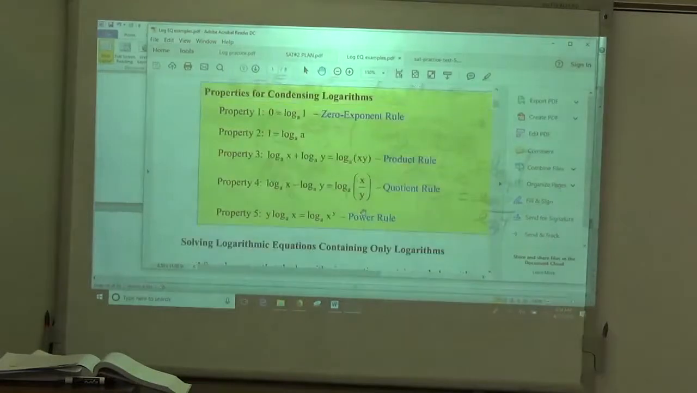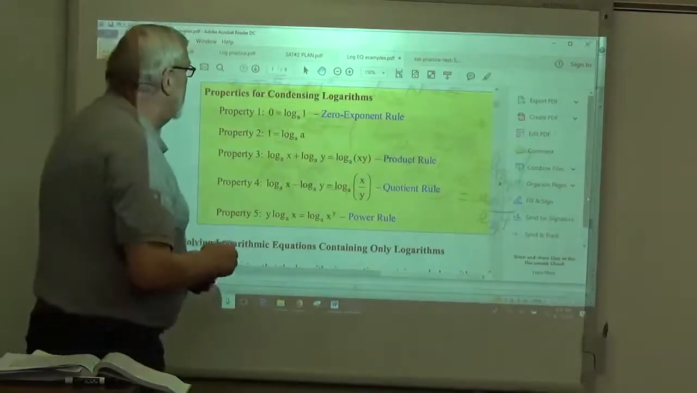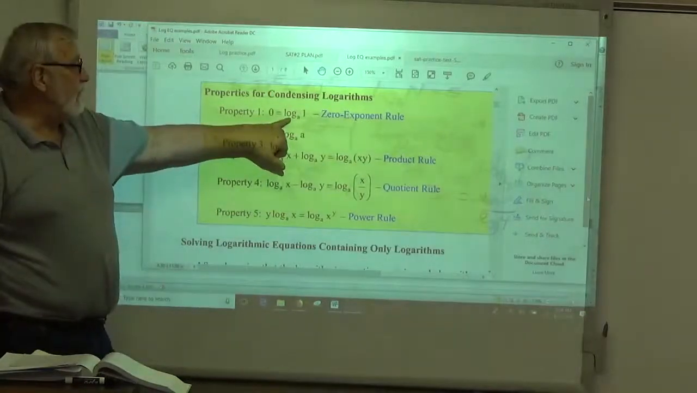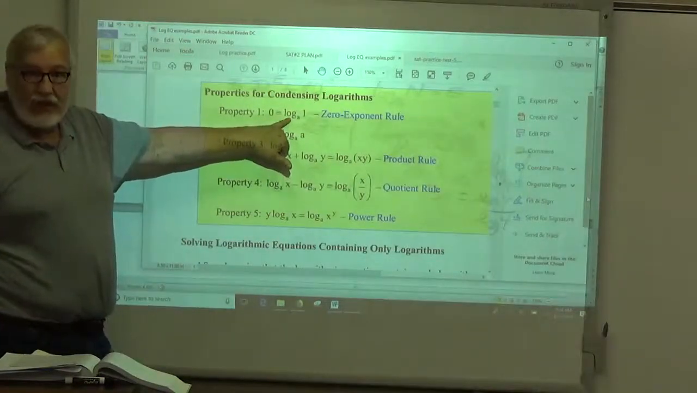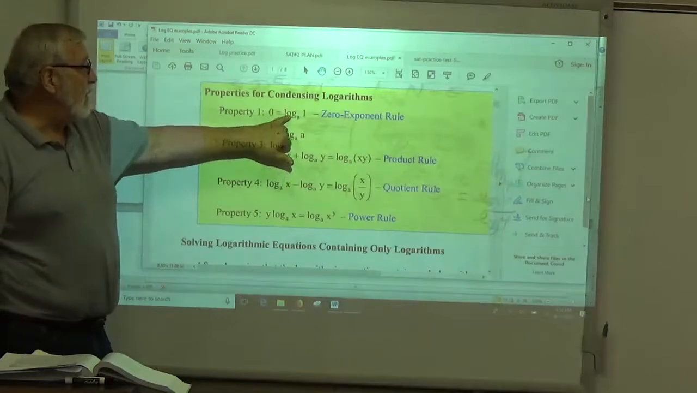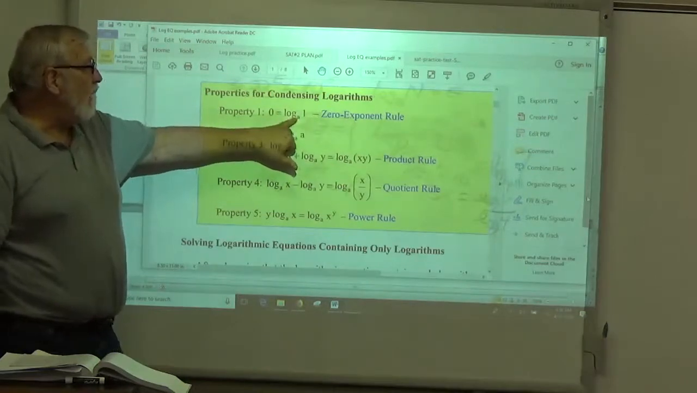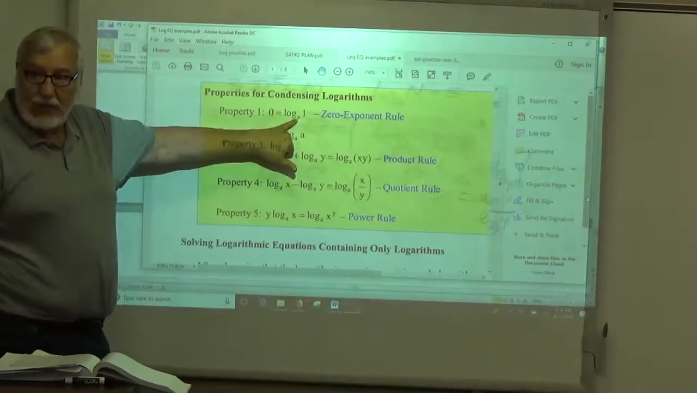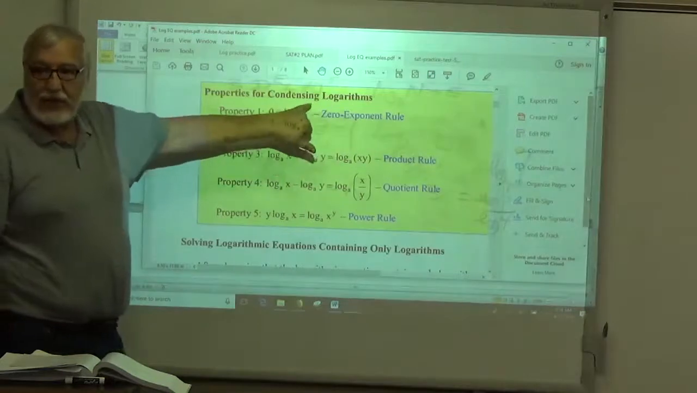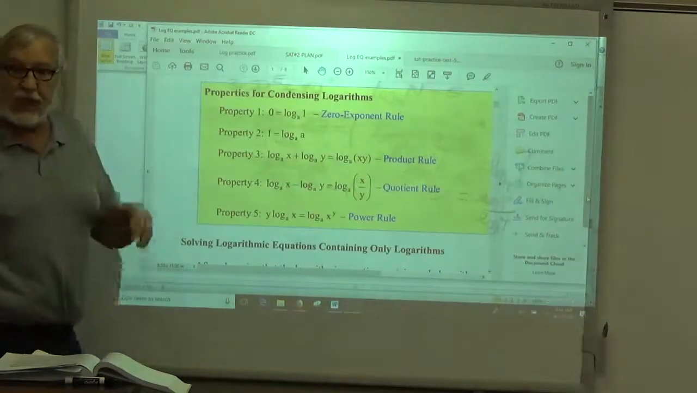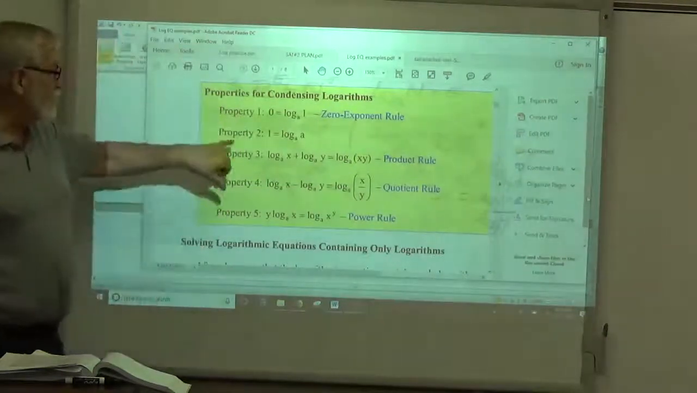Okay. All right, so now this one's a little bit similar, but you don't see this often. Log base a of 1. What is the exponent that I raised a to in order to get 1? The answer is 0. A to the 0 power is 1.